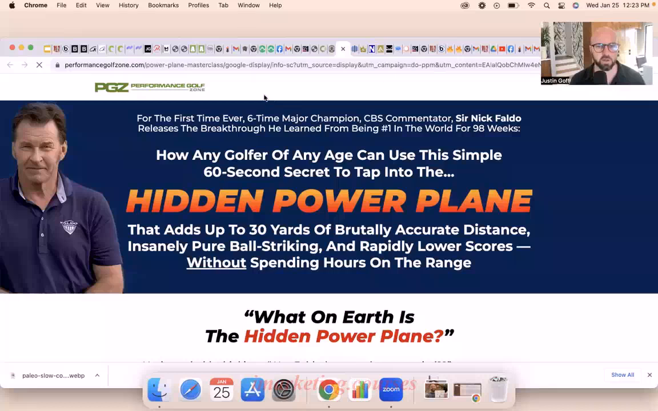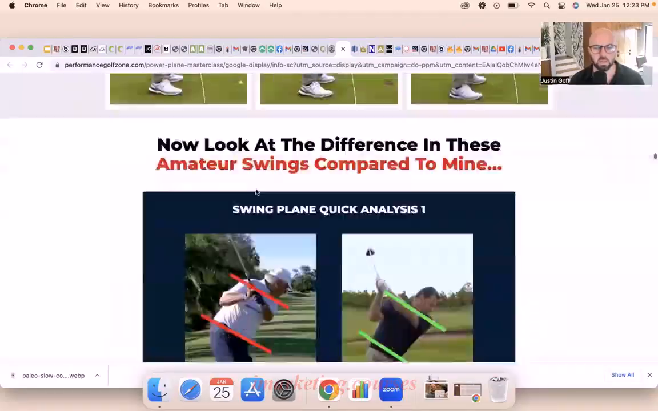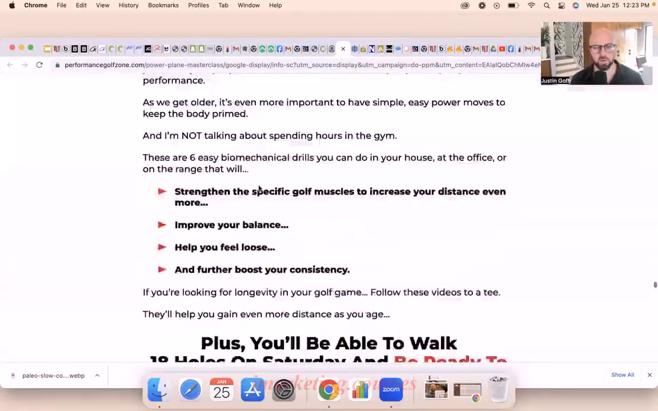Golf. Got Mr. Nick Faldo here. This is an offer basically teaching you how to add more distance to your drives, rapidly lower scores without spending hours on the range. It's what every golfer wants. This is a good low ticket offer.